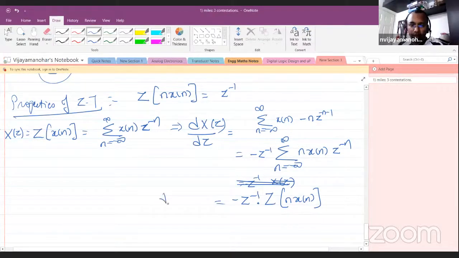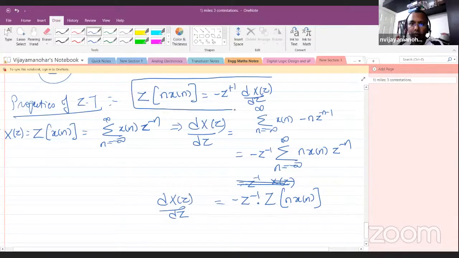Correct. This is what is dX of z by dz. So this is the property.